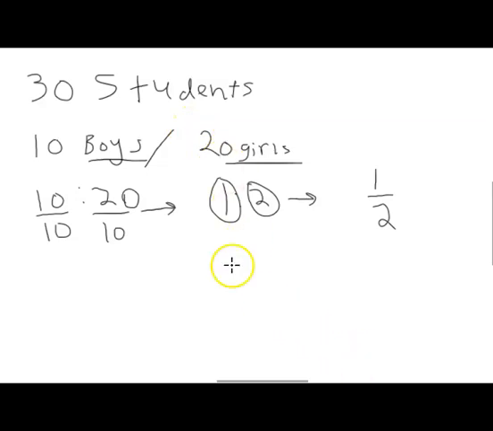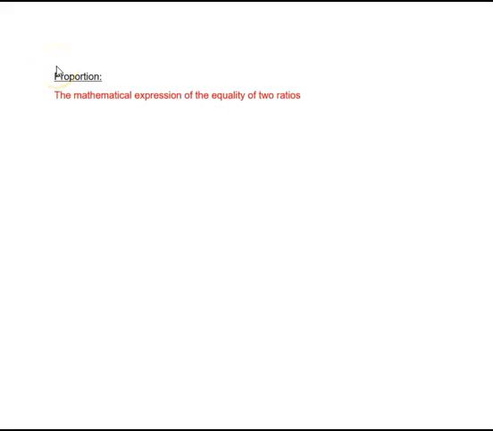Now let's move on to a proportion. Looking here, we can see that a proportion is the mathematical expression of the equality of two ratios. Now with proportions, you can show that any quantity A over B is equal to C over D.